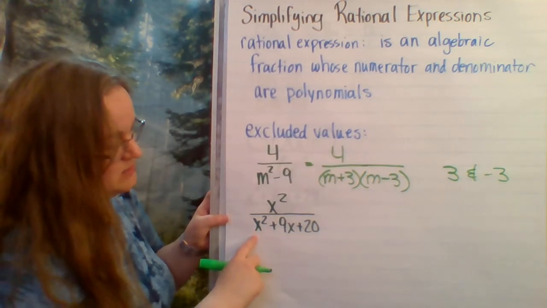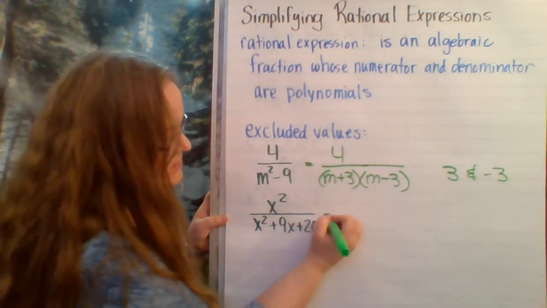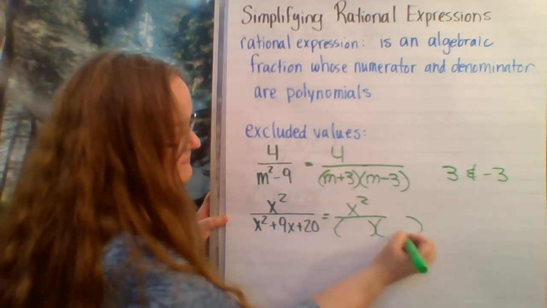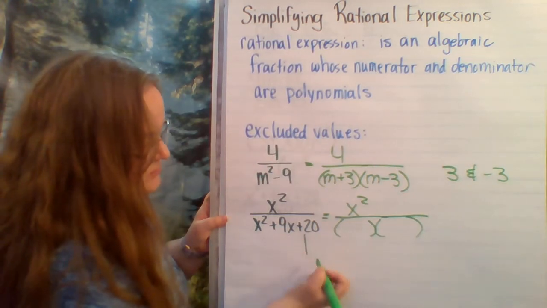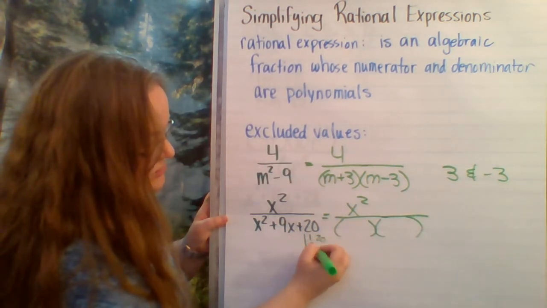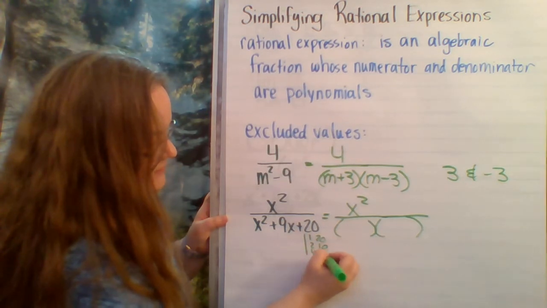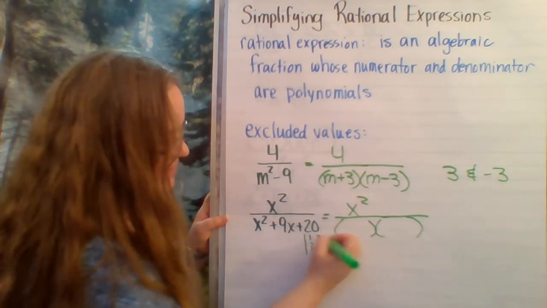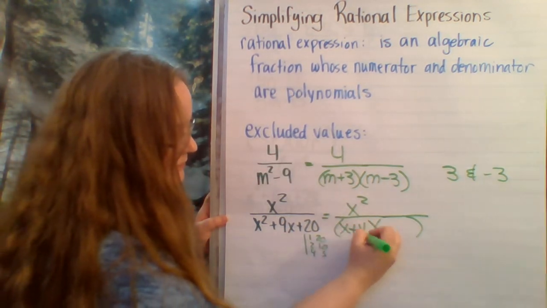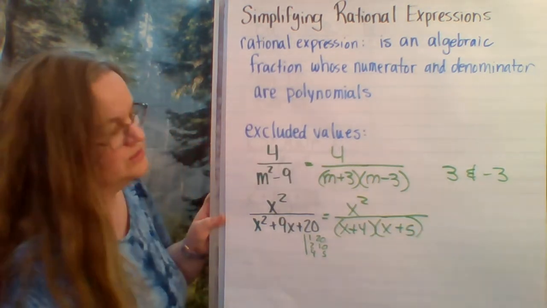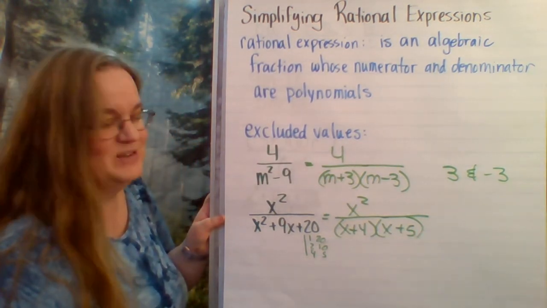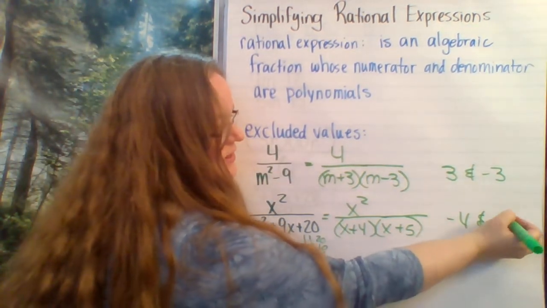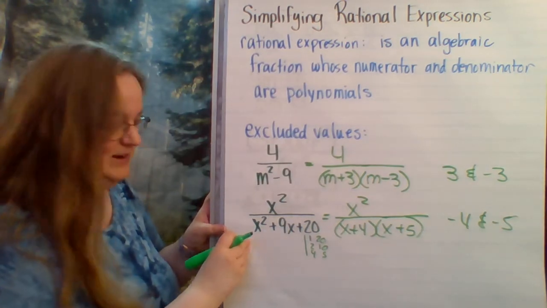All right, the same thing again. I want to factor it. The denominator is what I'm concerned with. Factors of 20: 1 and 20, 2 and 10, 4 and 5. I need them to add together, because this is a plus, to make 9. So I'm doing 4 and 5. Everything's positive. Once I have it factored, I can figure out what's going to make it 0. So -4 and -5. Those are the excluded values for that rational expression.